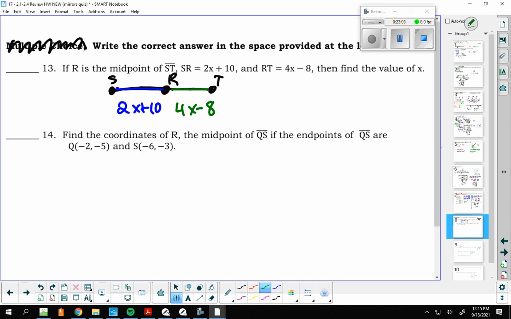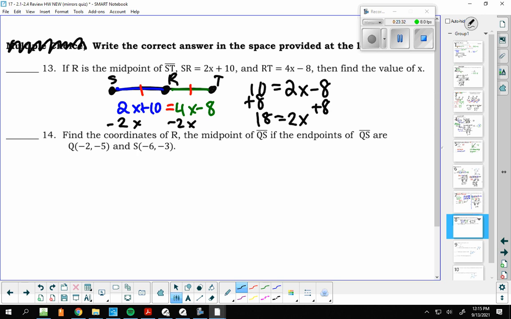Well, if R is the midpoint, what can you guys tell me about these two halves? If R is the midpoint, it cuts it in half. Yep, so the two halves are equal, so we set them equal. So now we solve this equation. Let's subtract 2x from both sides. We get 10 equals 2x minus 8. Add the 8 over, and we get 18 equals 2x. Divide both sides by 2, and we get x equals 9.